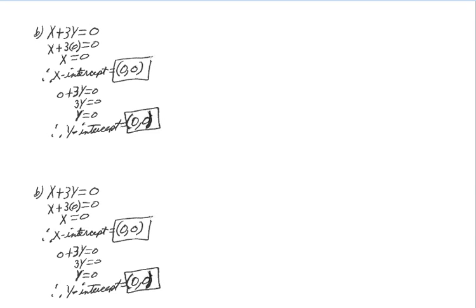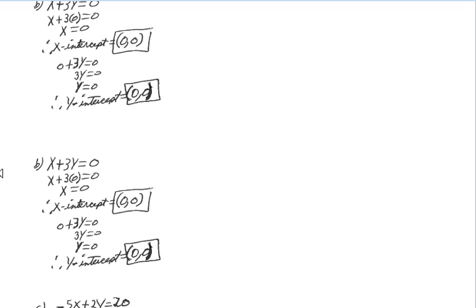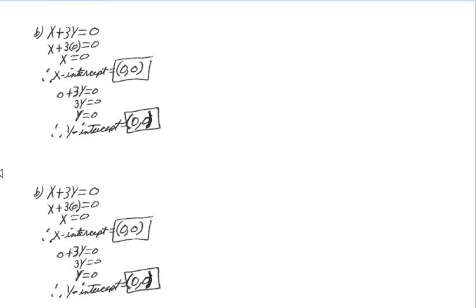And therefore, similarly for the y-intercept, we assign x a value of 0, but also we discovered that y is going to equal to 0. So the y-intercept also becomes the ordered pair of 0, 0.